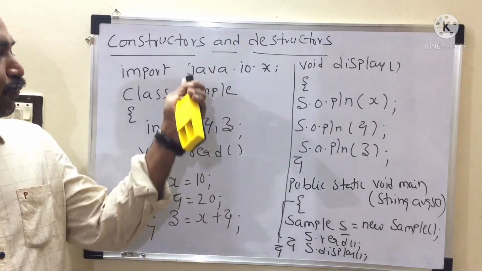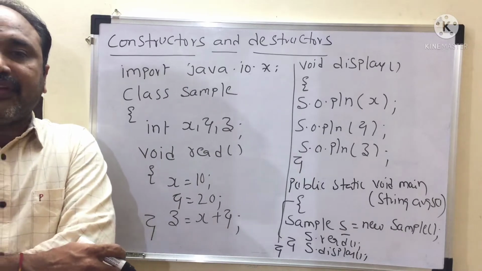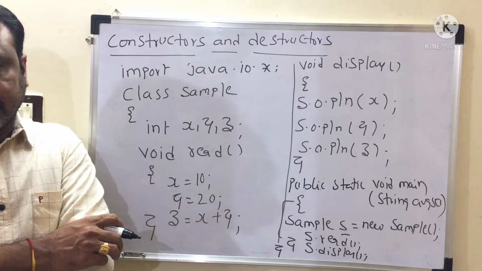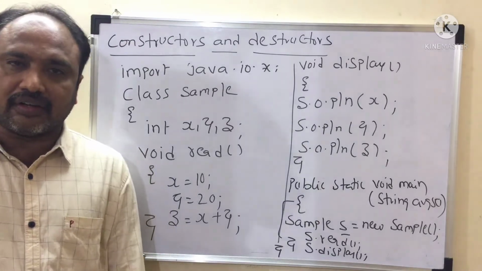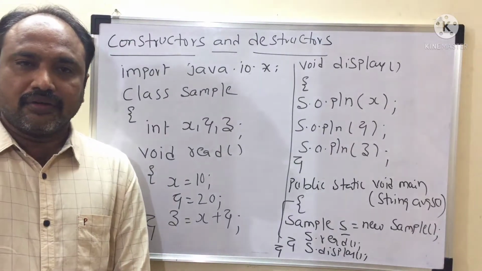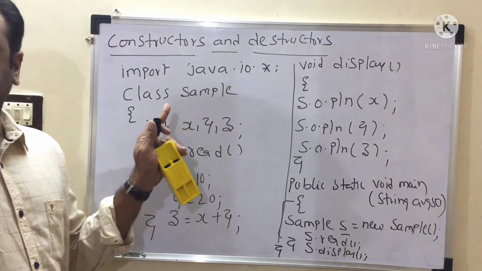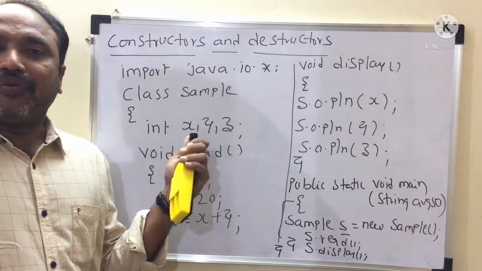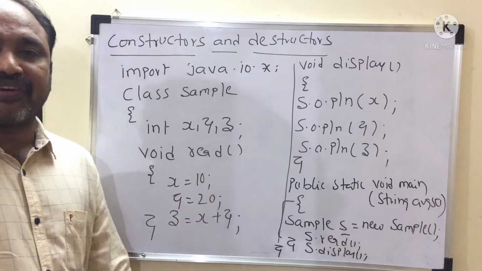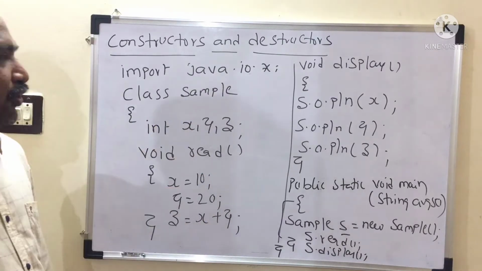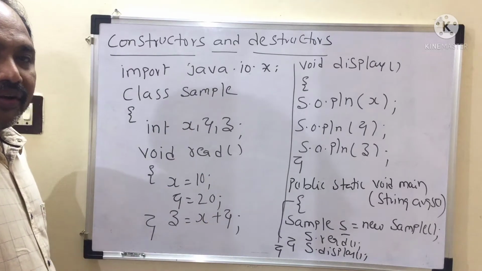Sir, in this program, is there a constructor or not? There is no constructor. Here we don't have a constructor. Okay, check it. How to identify a constructor in our program? What is the purpose of a constructor? See, in this program we don't have a constructor.